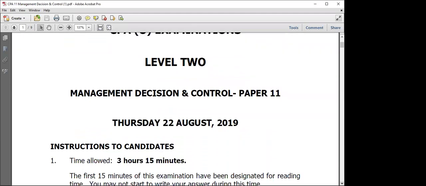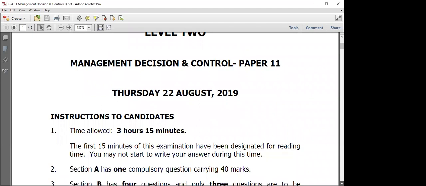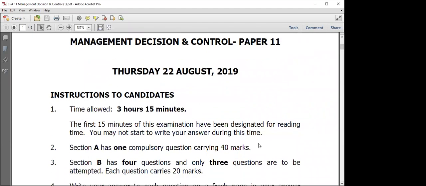So this paper, like any other paper, is 3 hours, 15 minutes, and it has a compulsory question which carries 40 marks. When it's a compulsory question, it means that any topic can be chosen. So you have no option but to make sure that you understand all the topics in this paper, because these 40 marks are very key to you. If you can't raise half of them, then you risk it, because yes, you can get the three questions in section B, but you're not guaranteed that you'll pass all of them. So it's very important to know that section A has 40 marks and I should be able to get at least a minimum.